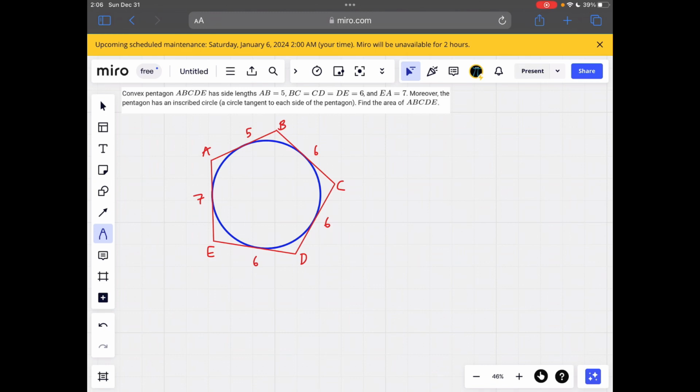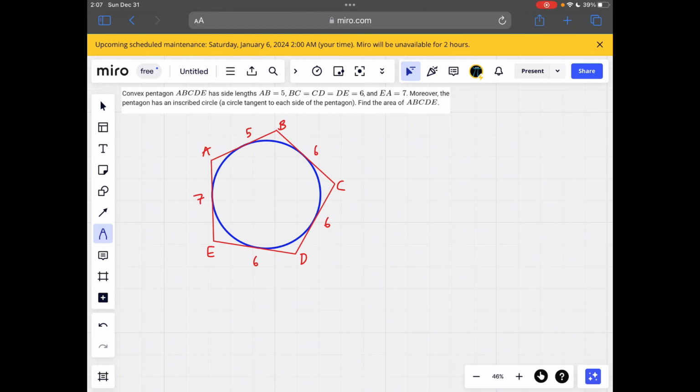So we got pentagon ABCDE here, which has side lengths 5, 6, 6, 6, and 7. And it's also constructed so that it has an inscribed circle, which is tangent to each of the 5 sides of the pentagon. And we need to find the area of pentagon ABCDE.